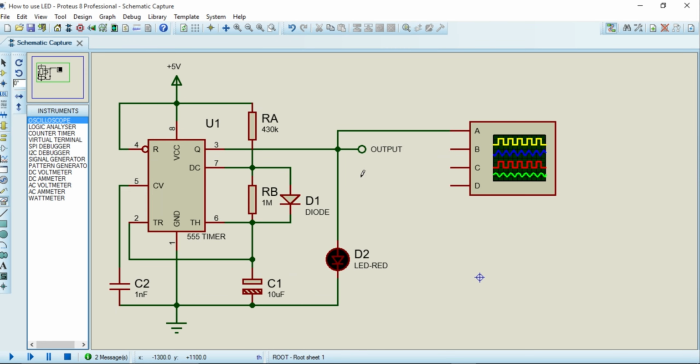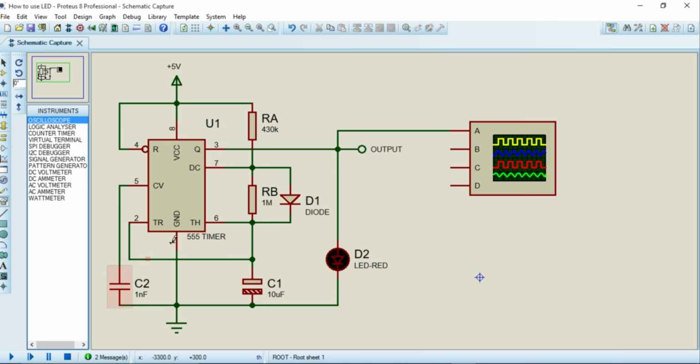Let us simulate these on Proteus and see the result. This is the 555 timer IC. This is our charging resistor RA and our discharging resistor RB. This is the capacitor C1 that charges and discharges, giving us an output signal. We also have a stability capacitor C2.